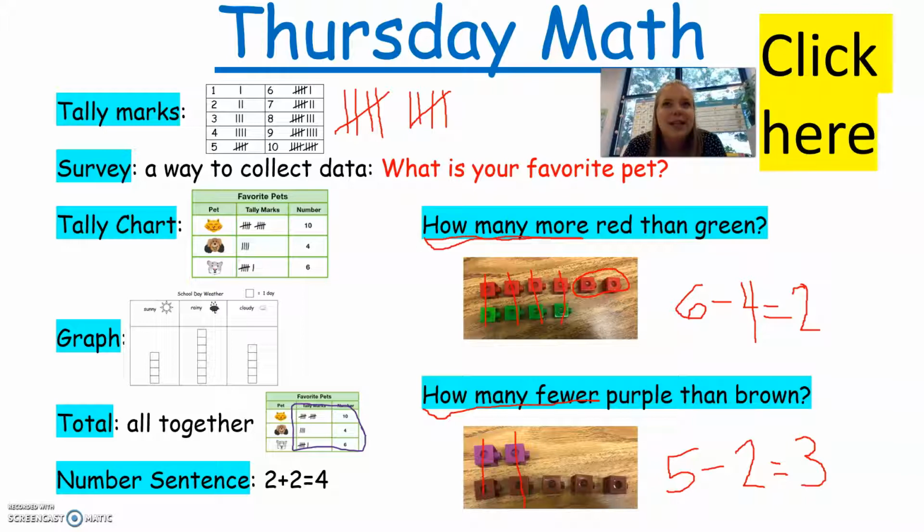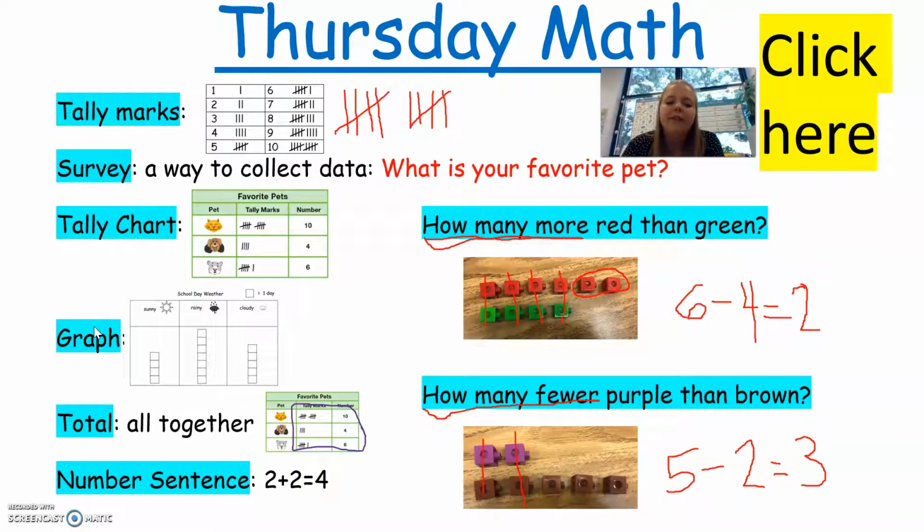All right, the next one is tally chart. What does a tally chart do? A tally chart helps us organize our data that we got from the survey. So it helps us organize all our information. So we do this for what is your favorite pet? So we have our tally marks and then the number of tally marks. So we can see which pet got the most, which got the least. We can answer all kinds of questions once we have our tally chart.